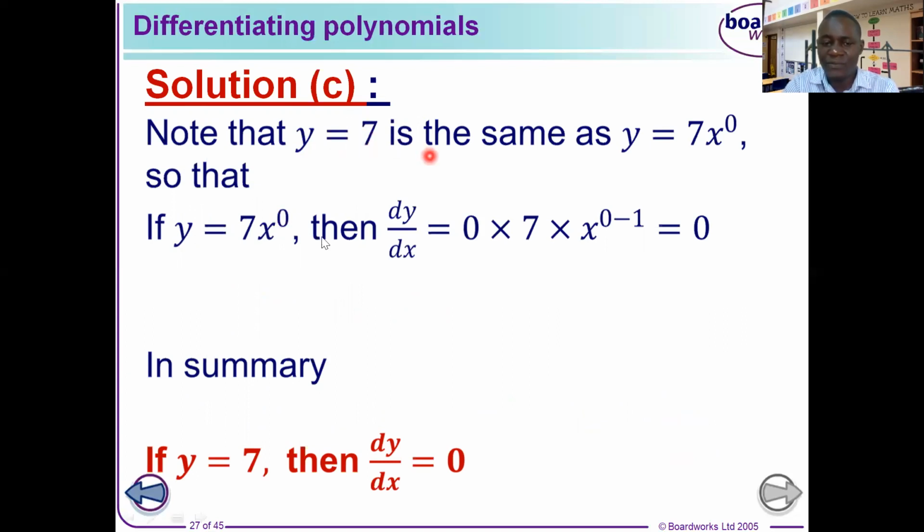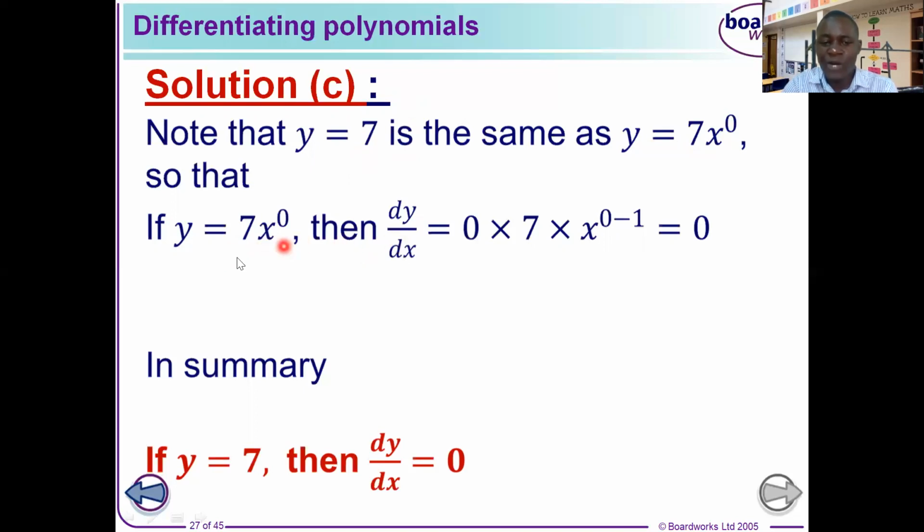Now, I've done this very lengthy write-up here to try and explain how this becomes 0. Now, y equal to 7 is the same thing as y equal to 7 times x raised to the power 0. Remember, anything raised to the power 0 is always 1. So 7x raised to the power 0 means 7 times 1. And that gives us back our 7. So I've written y equal to 7 as y equal to 7x raised to the power 0.